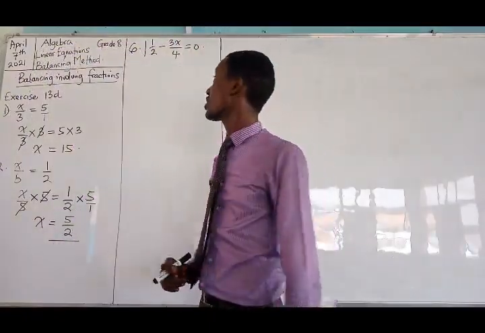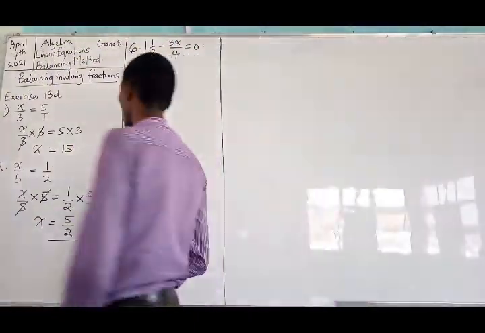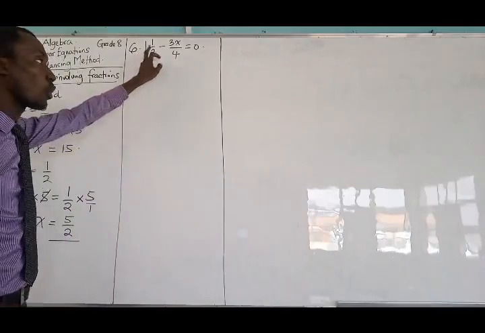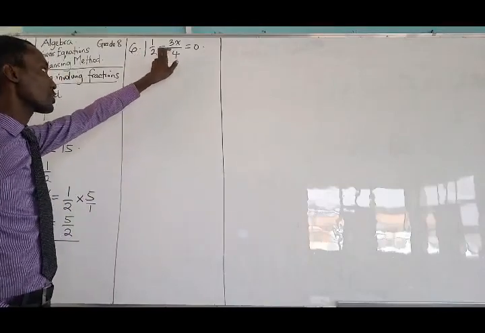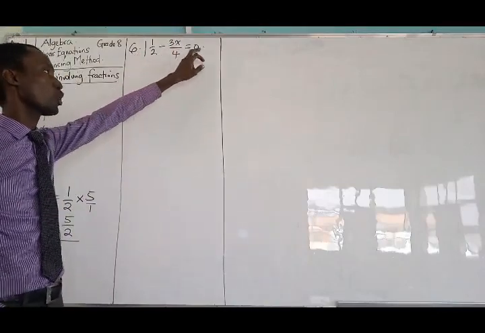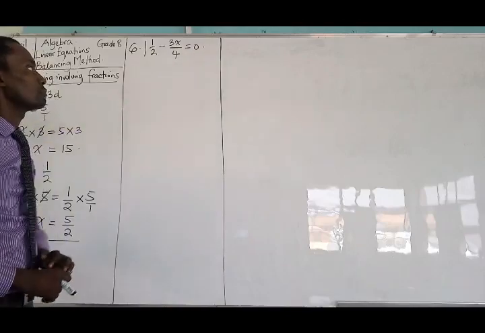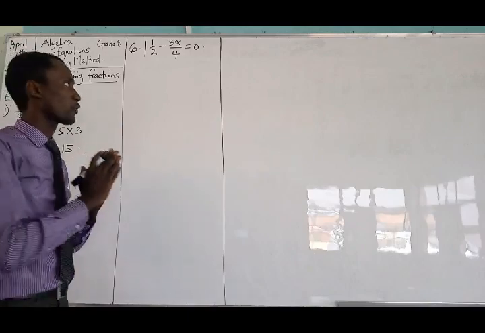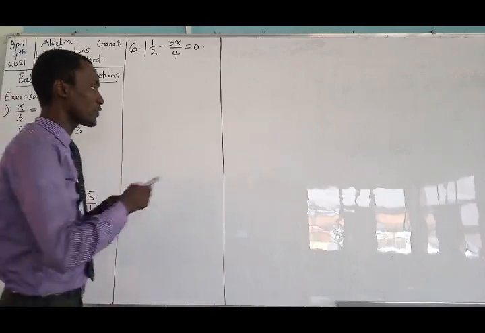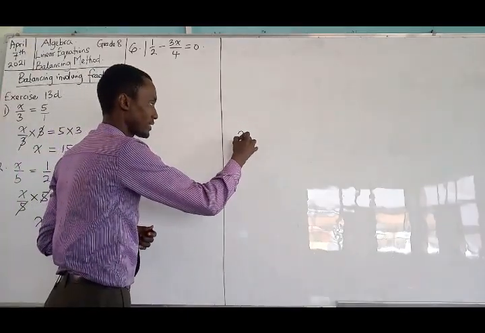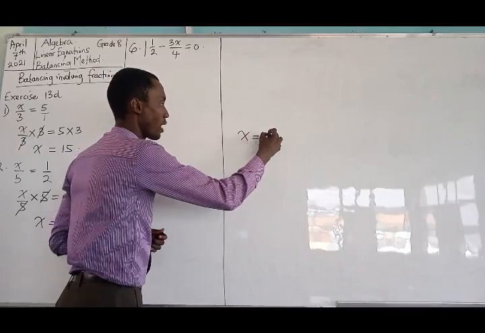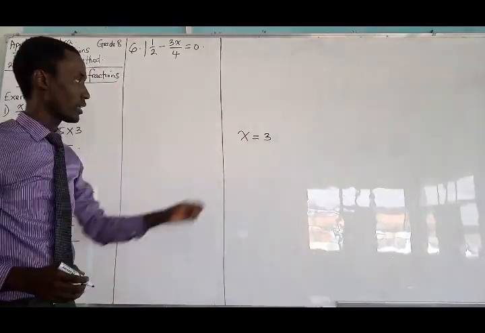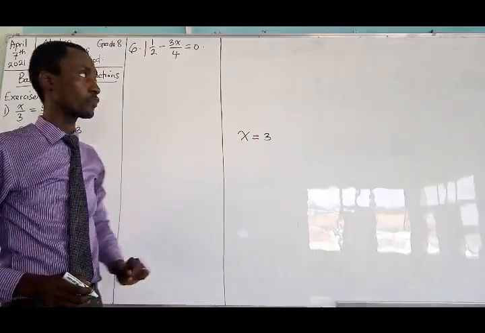Alright, we go to question 6. In this question we have one whole number, 1 over 2, minus 3x over 4 equal to 0. Now, if you look at this very well, we said that for any equation, our objective is to keep the unknown on the left hand side and keep the number on the right hand side, assuming this is what we are supposed to take care of.